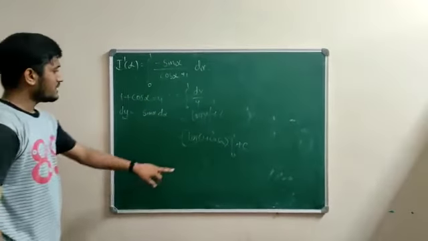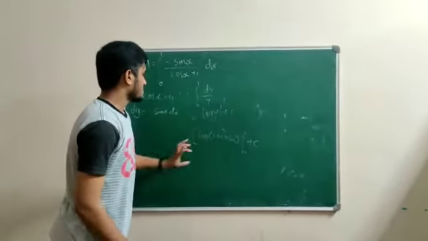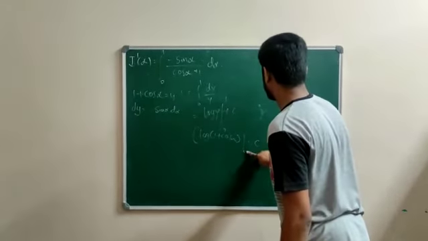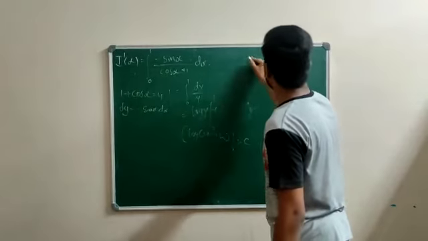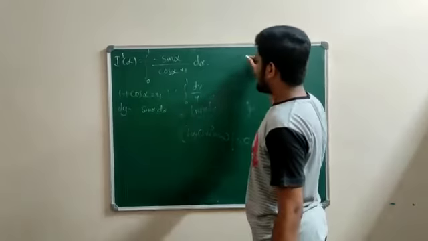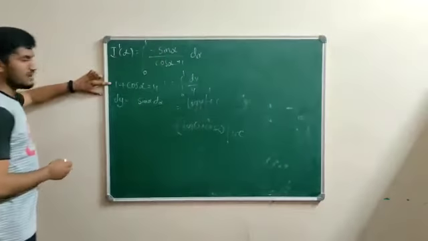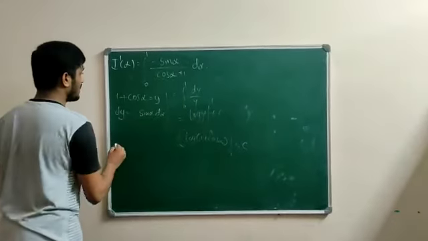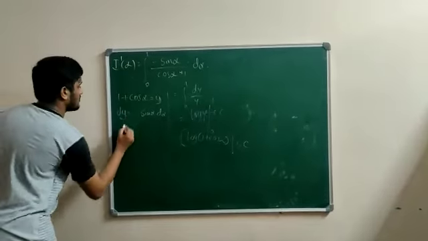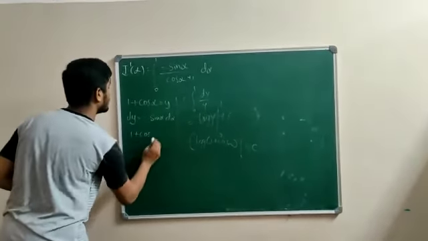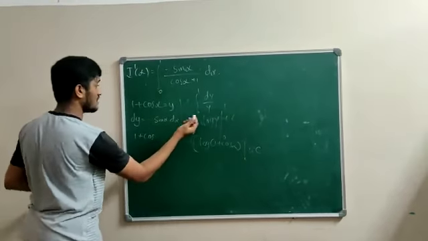If the limit alpha is equal to 0 here, we get 1 plus cos 0. Putting alpha is equal to pi by 2.